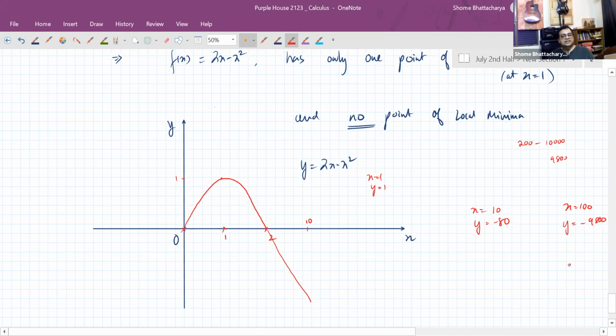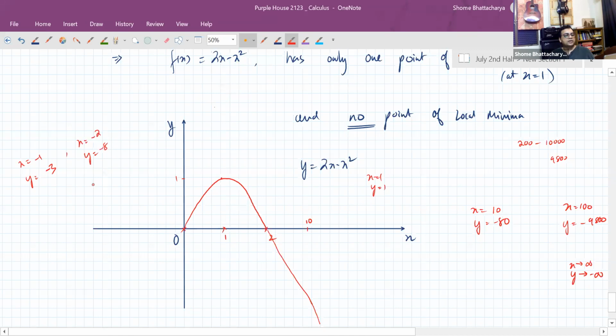Okay. So you can see that as x tends to infinity, what will happen to y? It will tend to minus infinity. Because that minus x squared term will become huge. Similarly, you will also see on the negative side, at x equal to, for example, minus 1, what is the value of y? It is becoming minus 3. At x equal to minus 2, what is the value of y? It is becoming minus 4 minus 4. So that's minus 8. Okay.